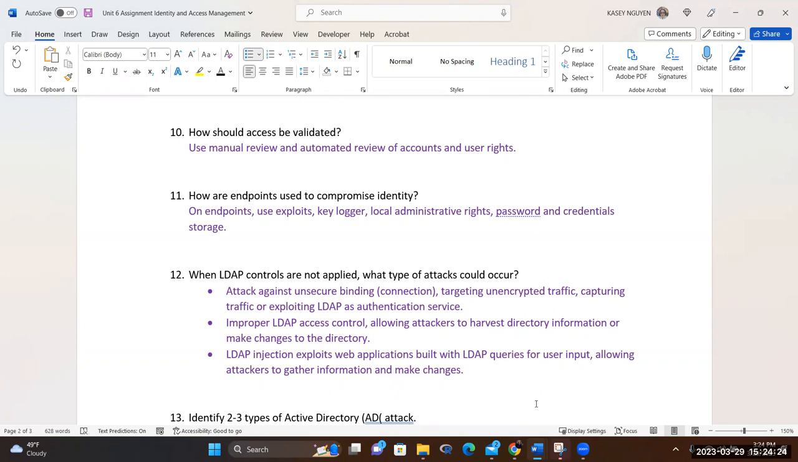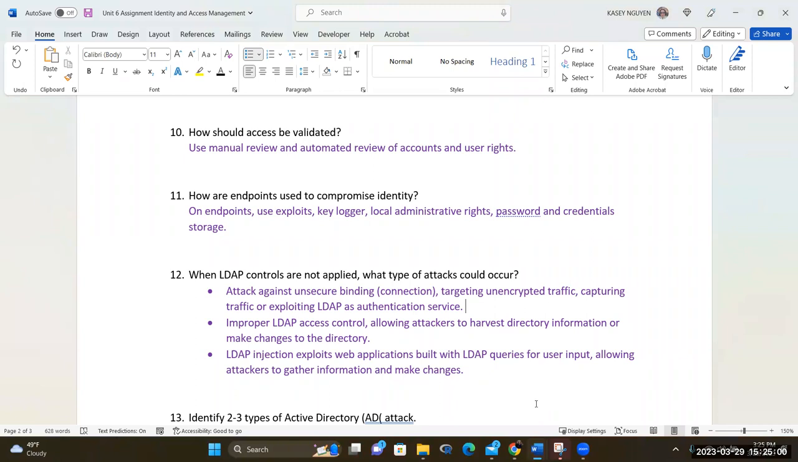If you don't have proper access control in LDAP, the attacker would then be able to gain information from your directory and make changes to the directory. For example, adding themselves as a user, right? Changing their privilege from the user account to administrative account. Deleting accounts. Deleting the domain administrator from the directory. That's a problem.